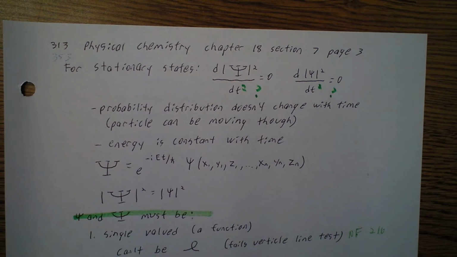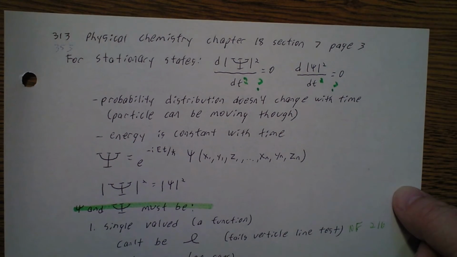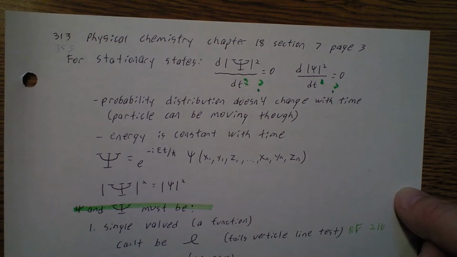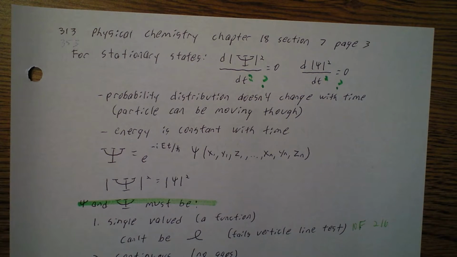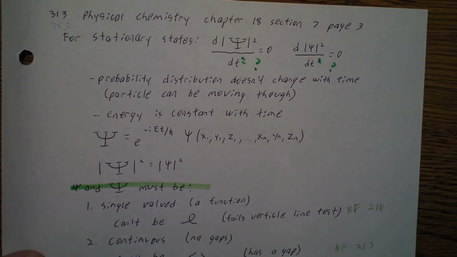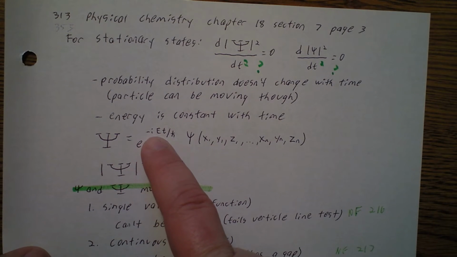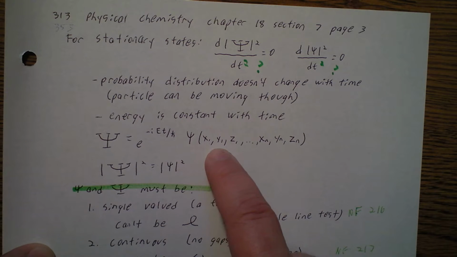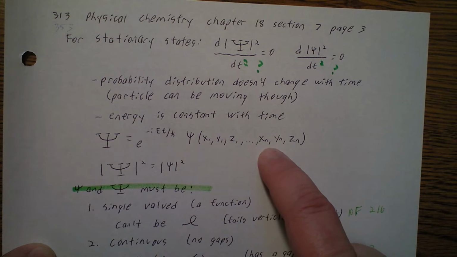Okay, so the probability distribution doesn't change with time, but the particle can still be moving. Just the energy is constant with time. So we get capital Psi is equal to e to the minus i times E times t divided by h bar, times psi of x1, y1, z1, and so on, up to xn, yn, zn.